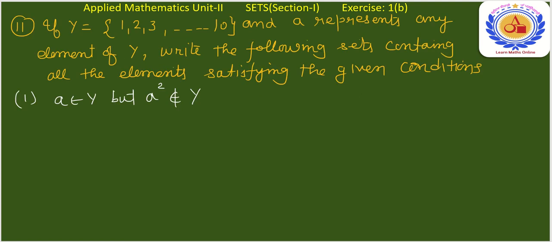Now we will do question number 11. If y is a set containing elements 1, 2, 3 and so on up to 10, and A represents any element of y, write the following sets containing all the elements satisfying the given condition. First condition is A should be from y, but A square should not belong to y.